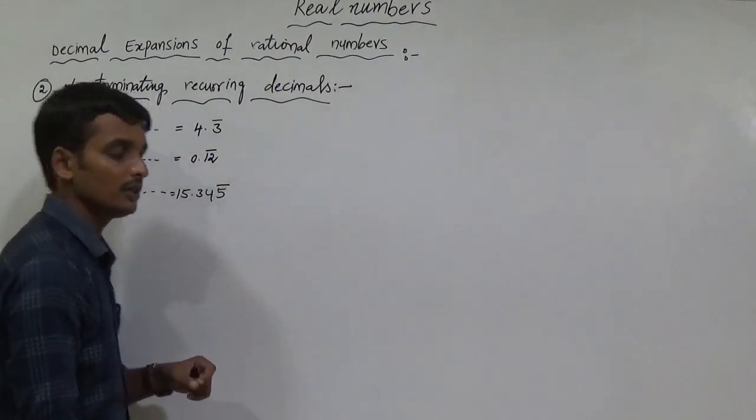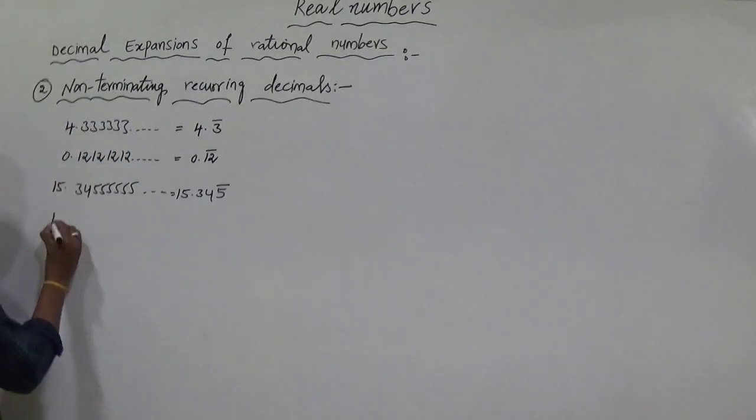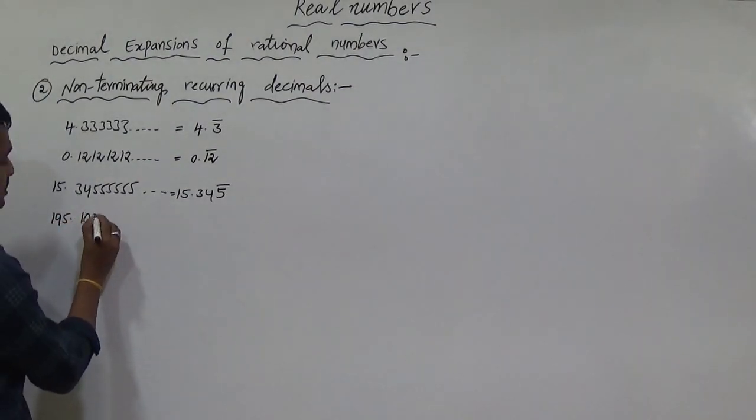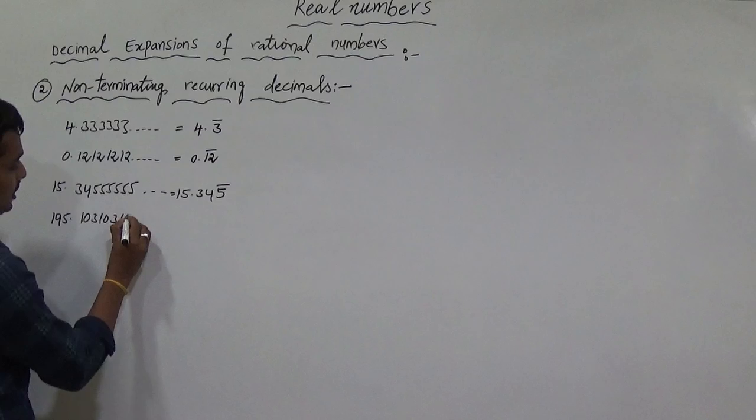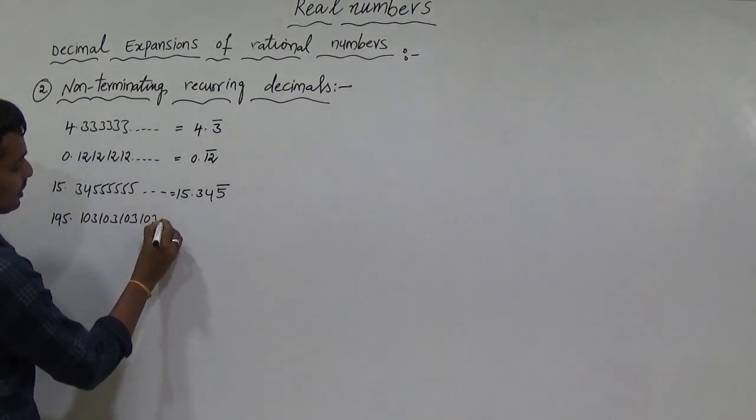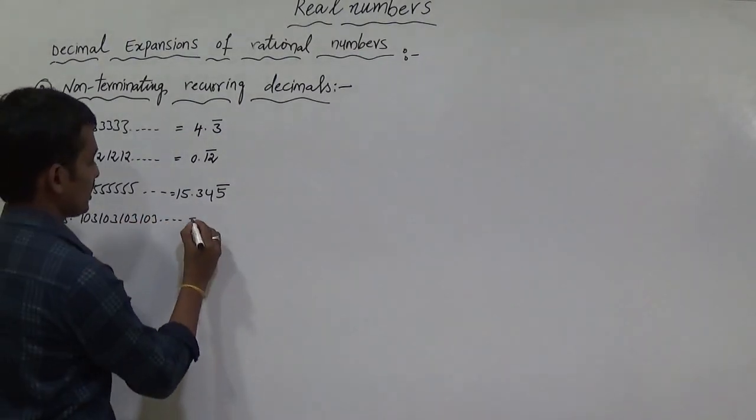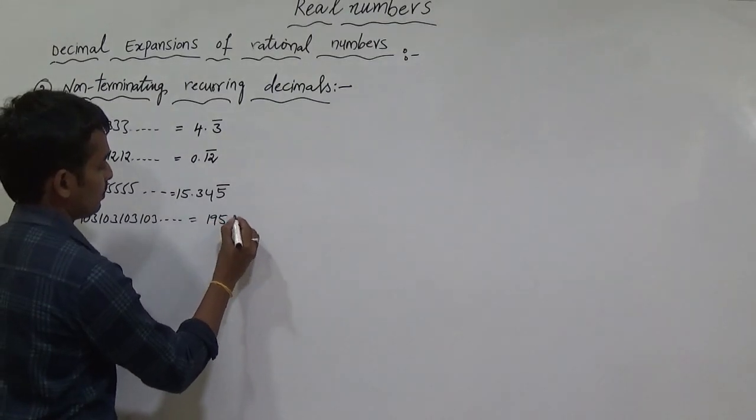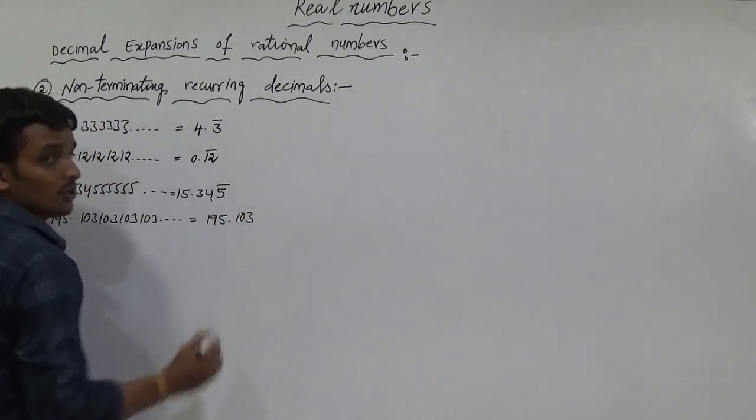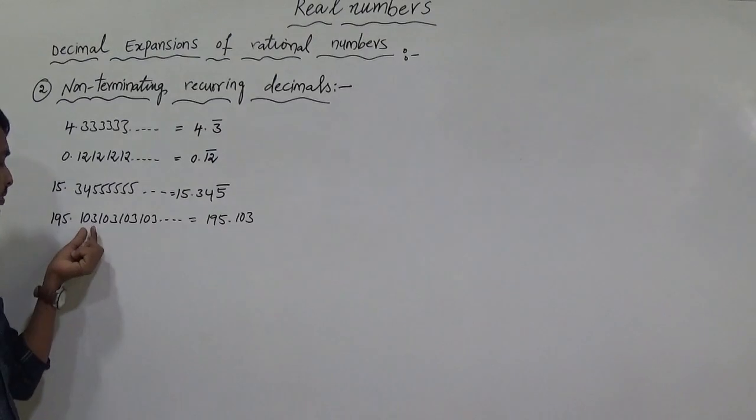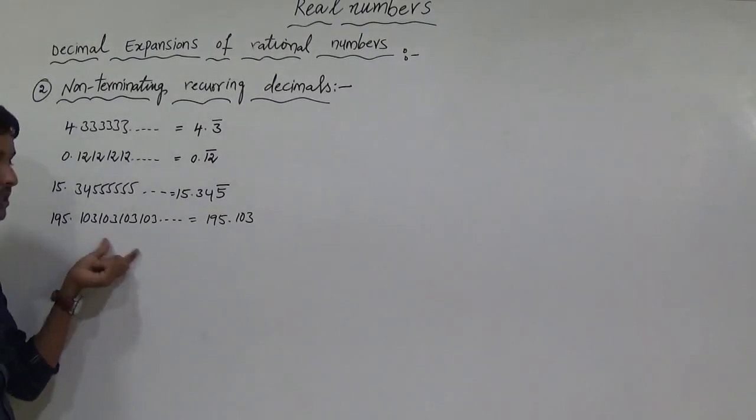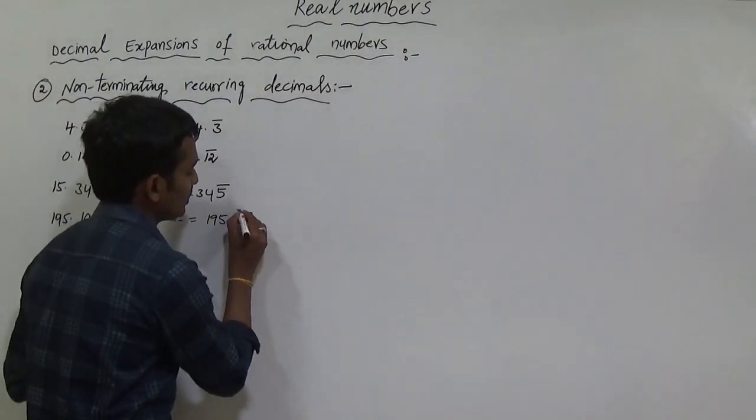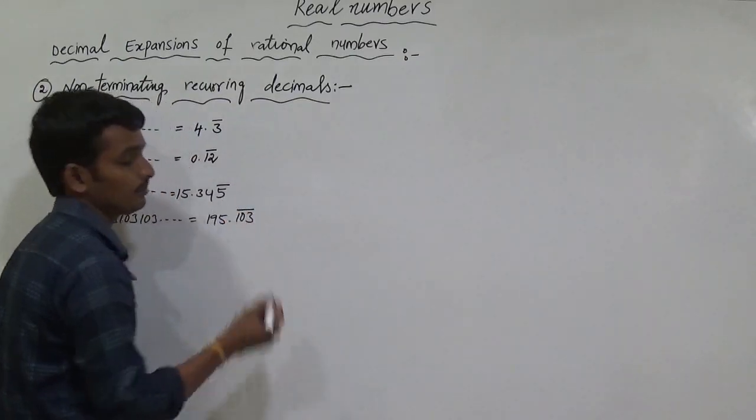Are you okay, my dear students? One more example: 195.103 103 103 103 and so on. So now we are writing 195.103. Is 103 repeating, or only 3, or 0, or 1? 103 is repeating. So now we are keeping a bar over 103.